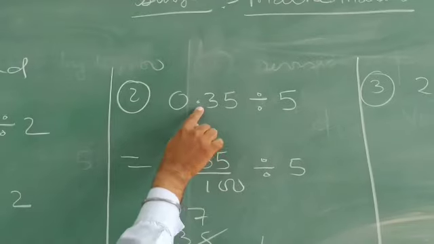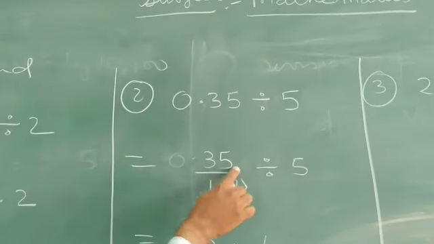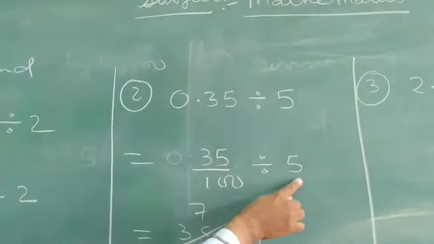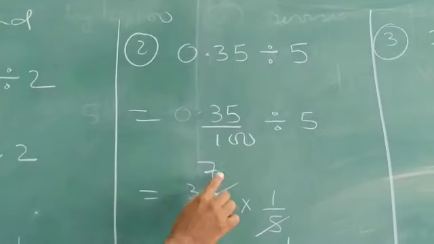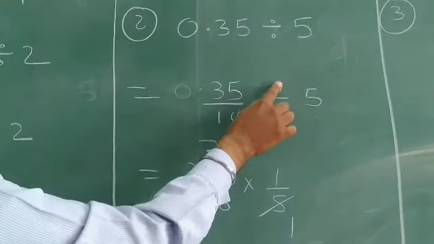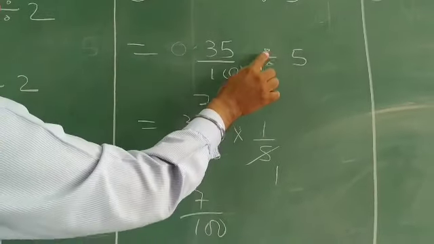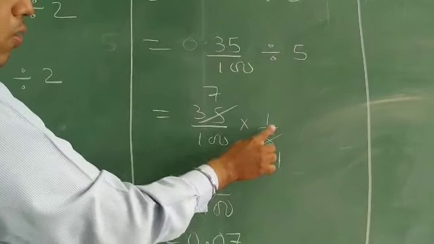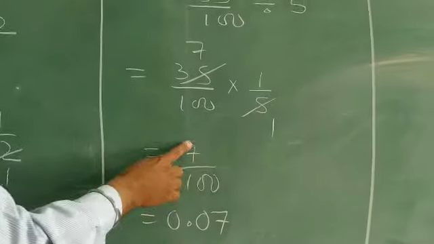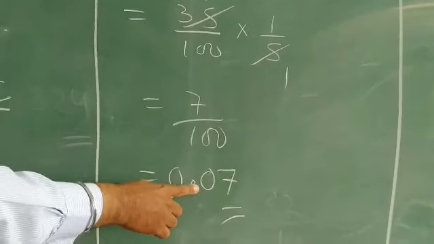So first I am removing the decimal. So it will come 35 by 100 divided by 5. Now I change this sign and make it multiplication. So when you do multiplication, you take a reciprocal. So it comes 1 by 5. Now 7 by 100, so it comes 0.07.